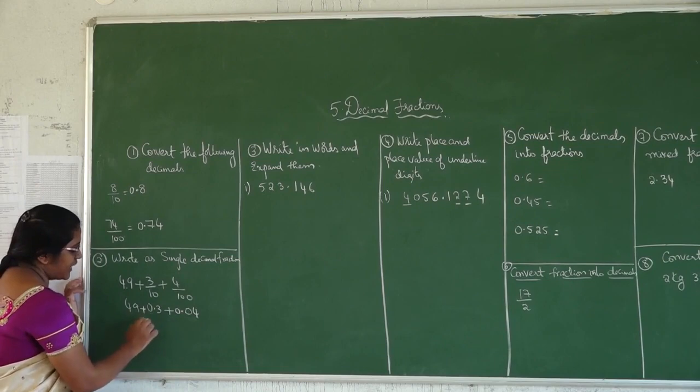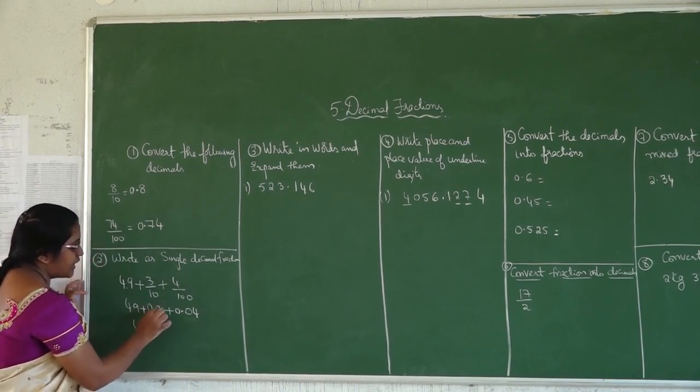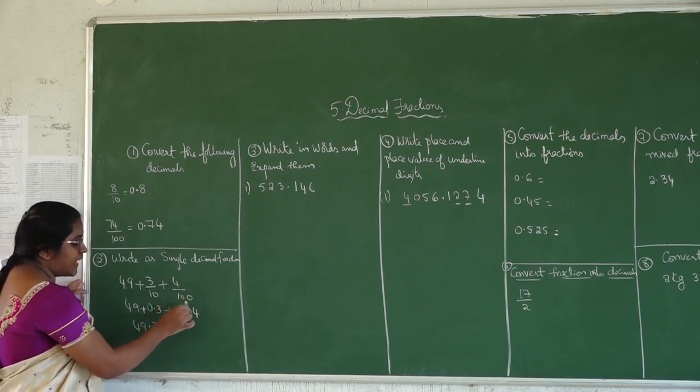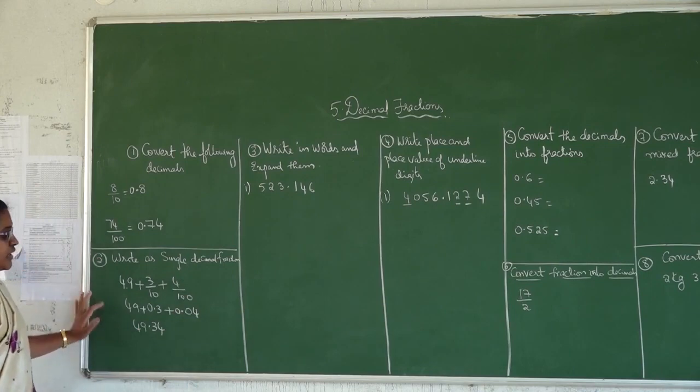Now, if you write that, 49.3, this is the tenths place and this is the hundredths place, that is 4. 49.34. Writing as a single decimal fraction.